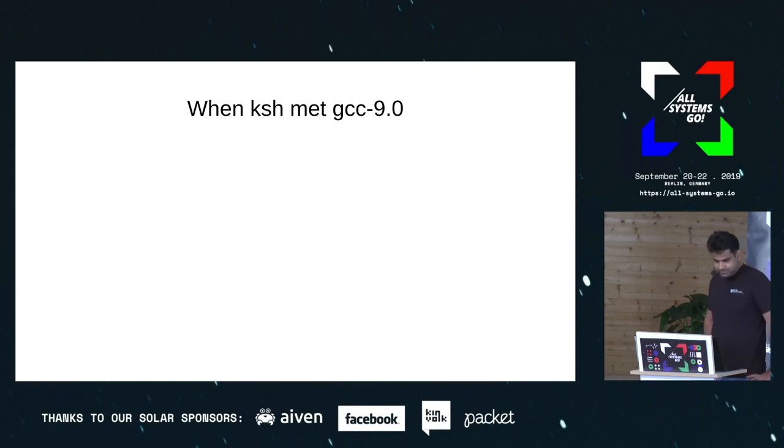In Fedora 30, GCC was rebased to version 9.0, and it broke the KSH built-in upstream. And the file that I was debugging had this comment at the top.